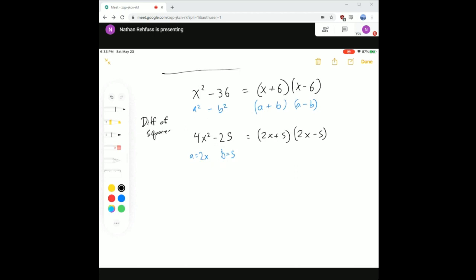Sadly, there's no way to factor a sum of squares. If I have x squared plus 9, it doesn't factor. Sad face.